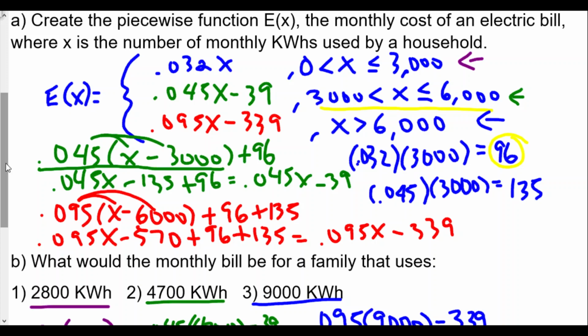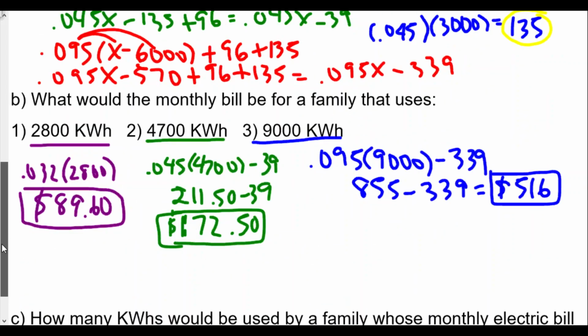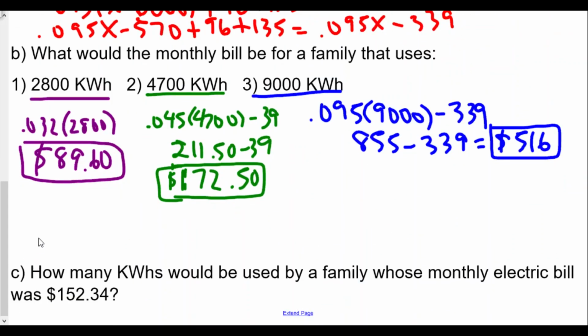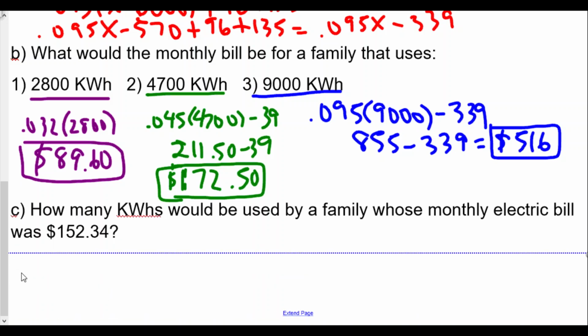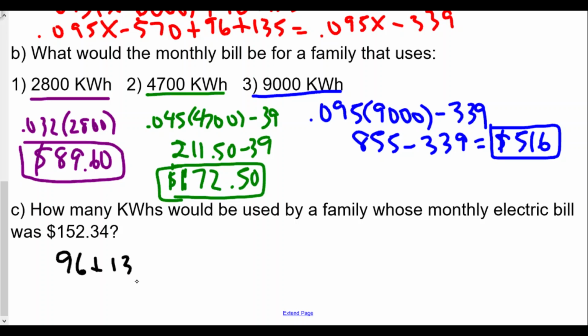Well, if we were to add these two together, the 96 and the 135, let's see now. If we add 96 plus 135, I'm going to bring this up a little higher so I don't have to move up so much. We get an amount of 231.